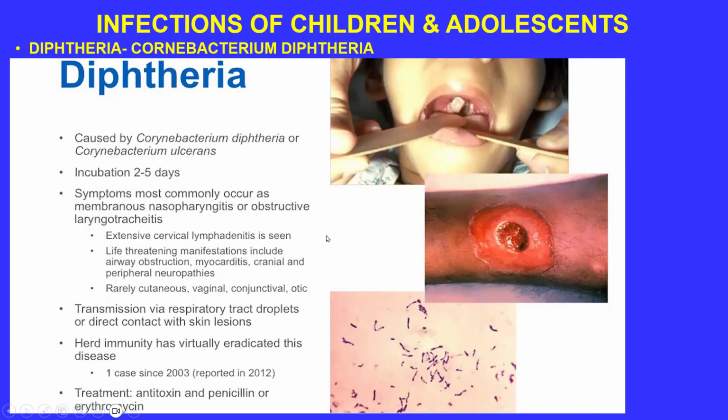Now, the transmission is via respiratory tract droplets, like I said, but you can also get it by direct contact with skin lesions. And what you see down here are the bacterium. They're all gram-positive. Now, herd immunity has almost virtually eradicated this disease. There's one case that's been reported since 2003. Unfortunately, it was reported later, in 2012. And as I've said before, the treatment is using an antitoxin and either penicillin or erythromycin.